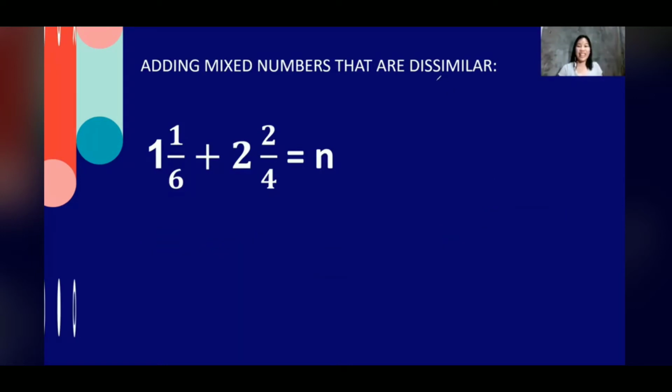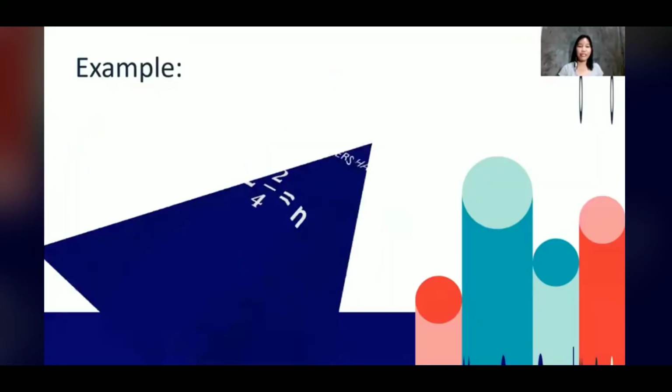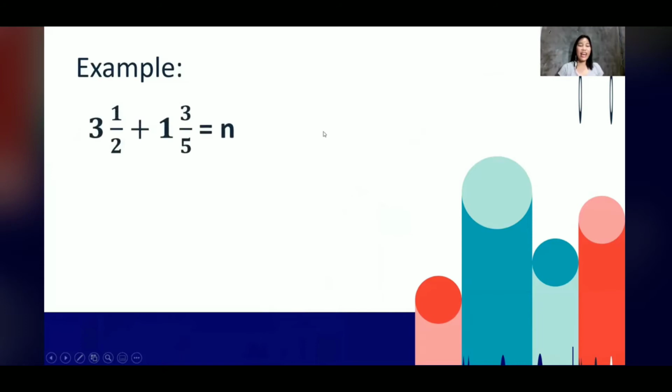All right, I'll give you another example. 3 and 1/2 plus 1 and 3/5 is equal to n. So, our first step is to get the LCD. LCD of 2 and 5.